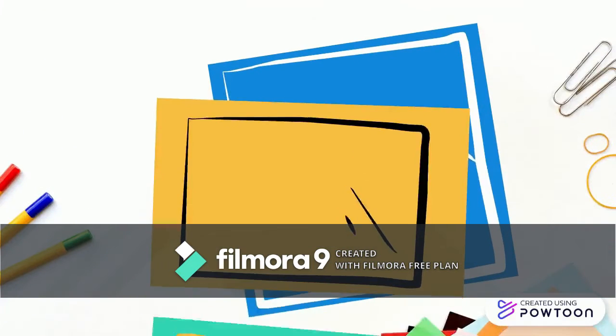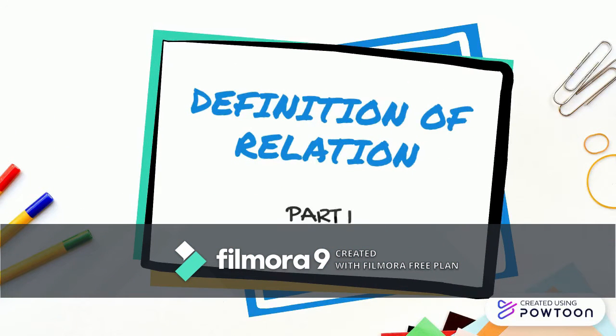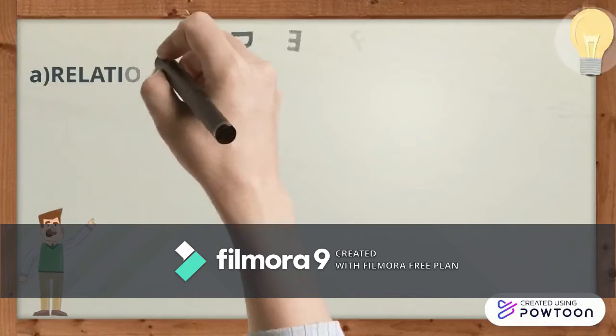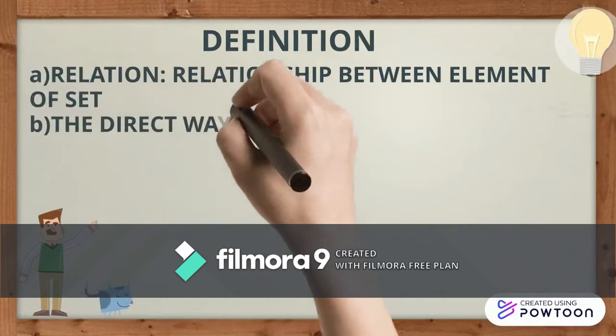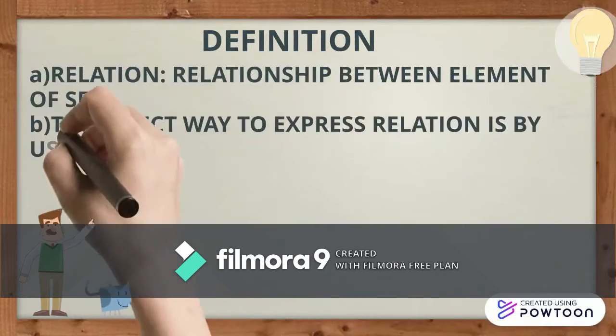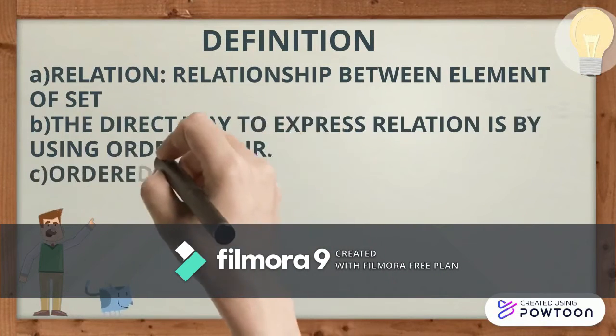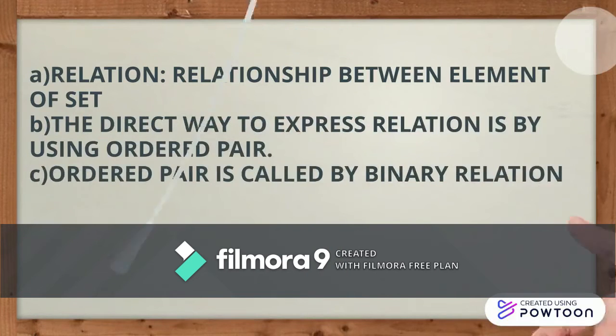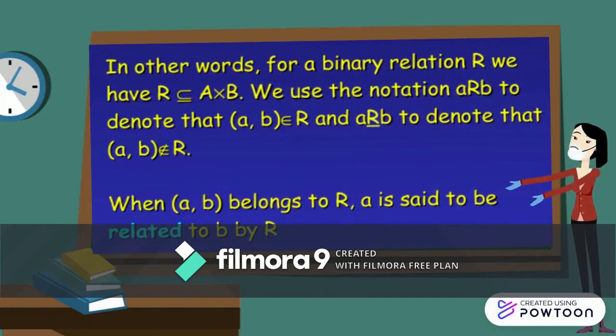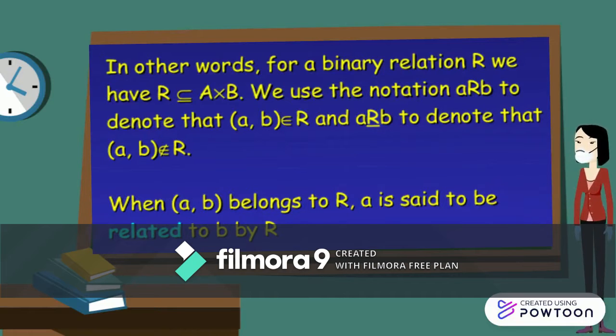We go to part 1 first, which is the definition of relation. Relation is a relationship between elements of sets. Second, the direct way to express a relation is by using ordered pairs. Third, a set of ordered pairs is called a binary relation. In other words, we use the notation aRb to denote that (a, b) belongs to R, and a R-slash b to denote that (a, b) does not belong to R.